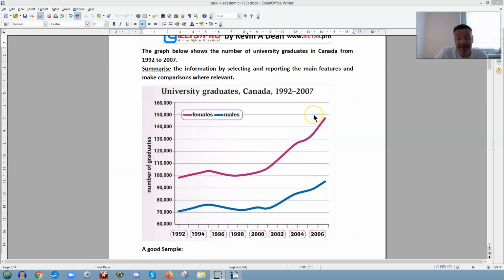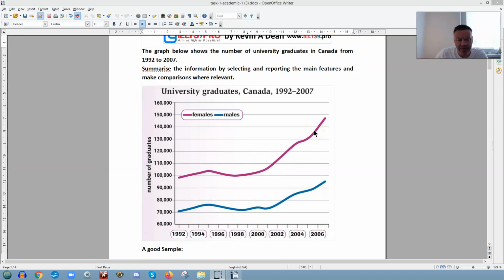considerably more females than males were graduates across the period. Second thing is that both genders showed a significant increase across the period. However, females showed a more marked increase. So the males, 70,000 to 95,000. So that's an increase of 25,000. So it's roughly a third. The females, just below 100,000 to nearly 150,000. So that is nearly doubled. Well, it's 50% more, I should say.